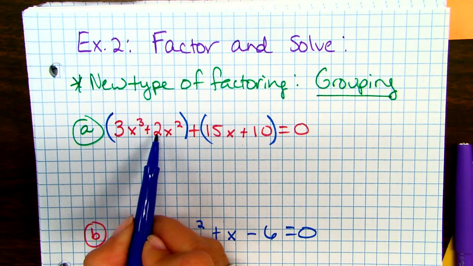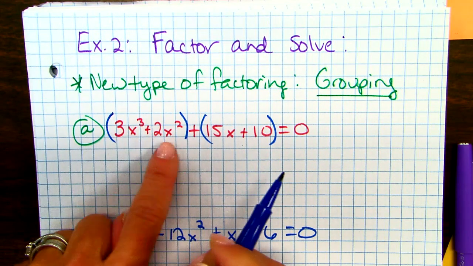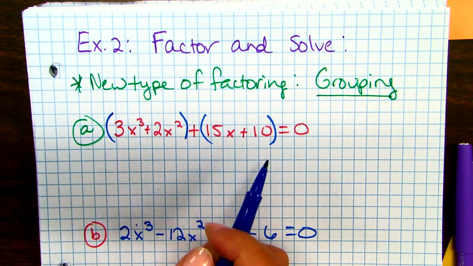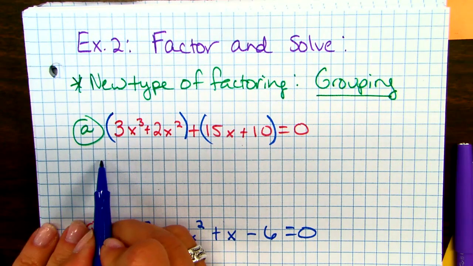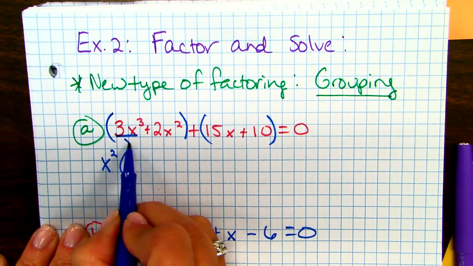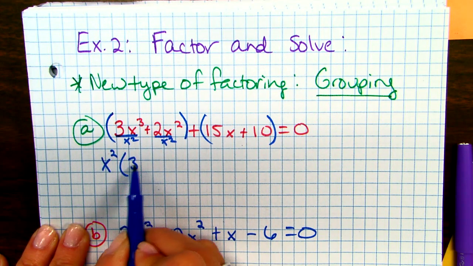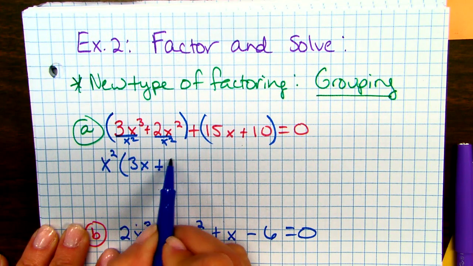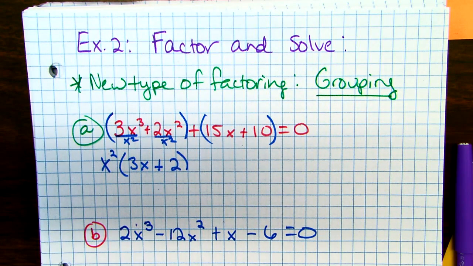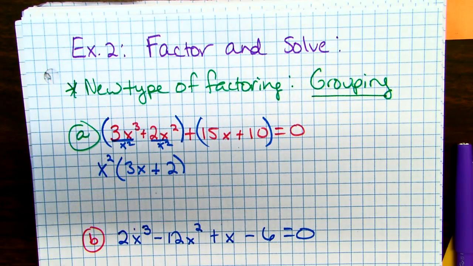We factor out whatever they have in common. This is when I would say Chick-fil-A to you. 3 and 2 don't have a common factor except for 1, but they do have x squared in common. Remember, then you divide each of these by x squared. I would get 3x plus 2. This is the reverse of a distributive property. I should be able to distribute the x squared and get what's above it in red.